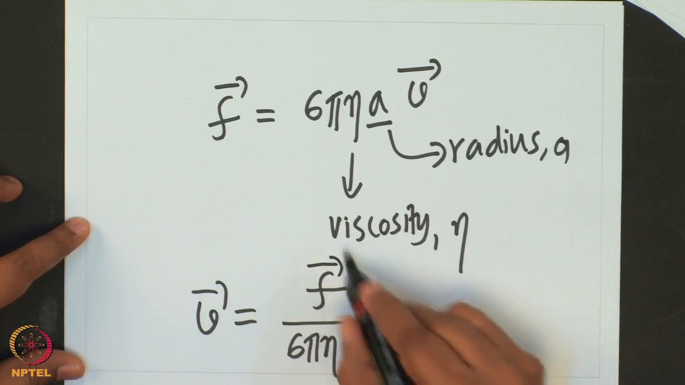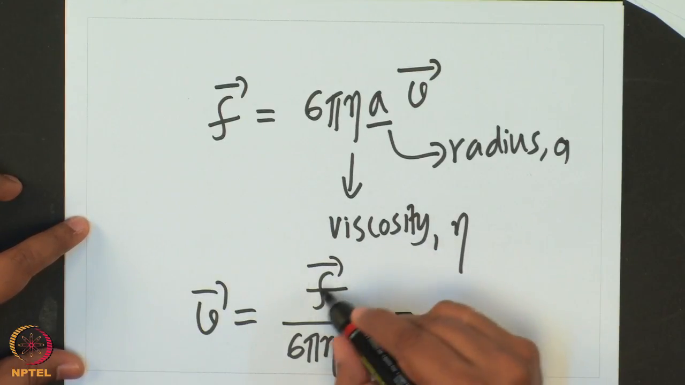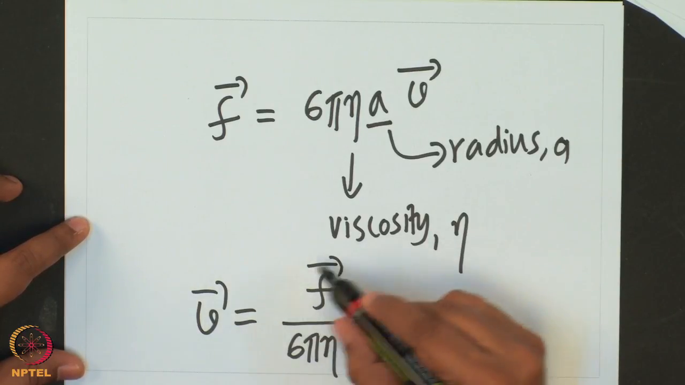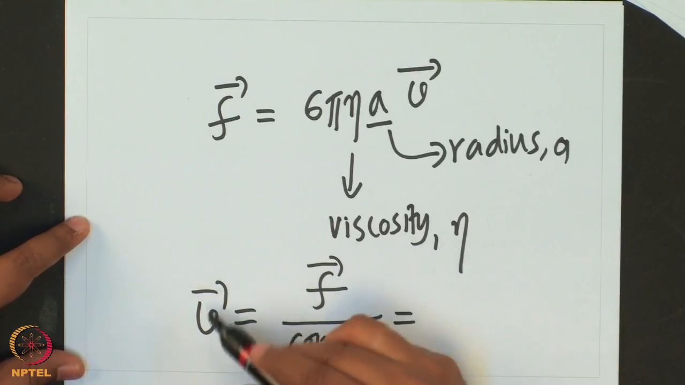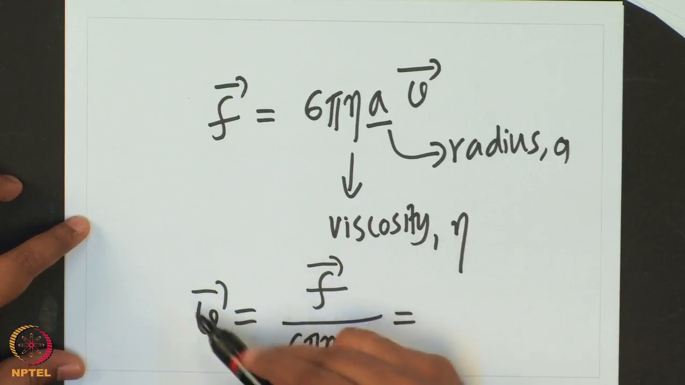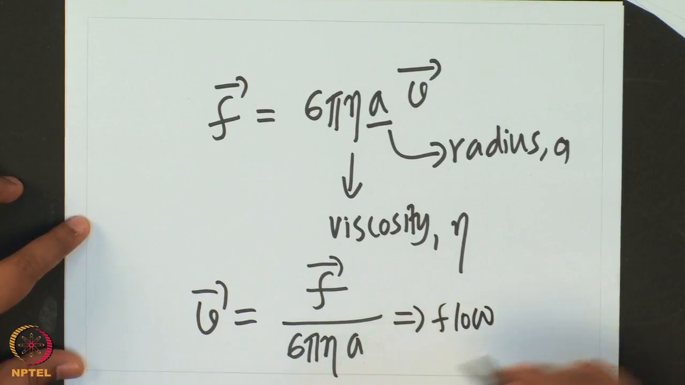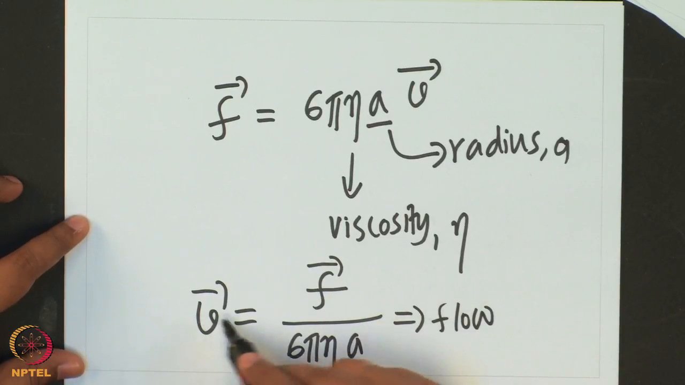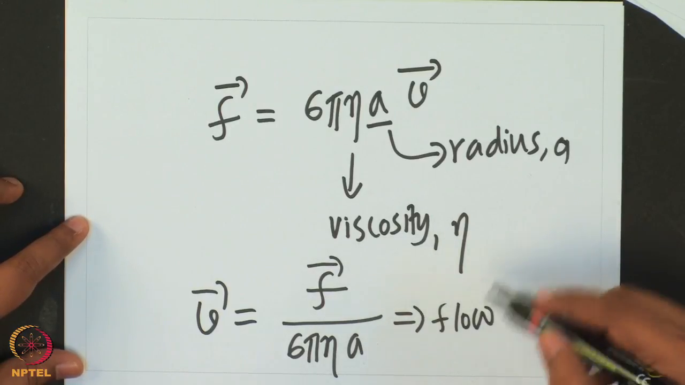Remember, F is a vector, velocity is a vector. So, in the direction of force, there will be a velocity. This is important to understand. The direction of the force and the direction of velocity will be the same, and there will be a flow which is essentially driven by this velocity. So, velocity is what is leading to flow, and that flow is proportional to the velocity. The more the velocity, the more will be that flow, and that proportionality constant would be the local concentration.